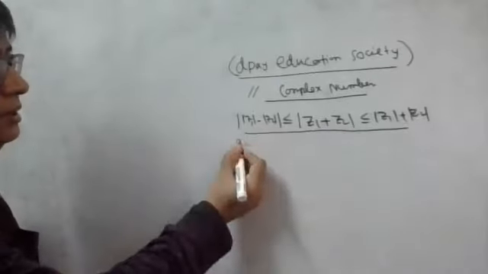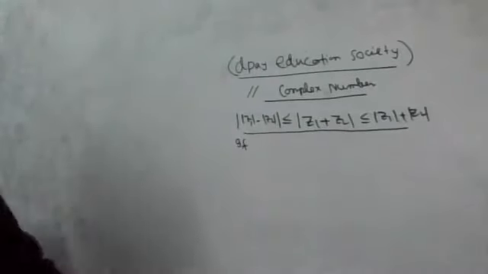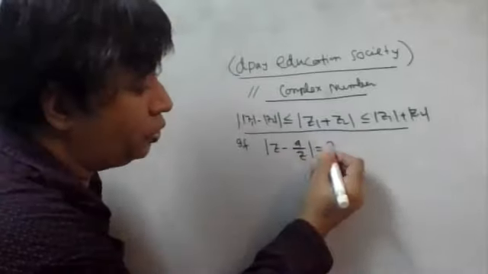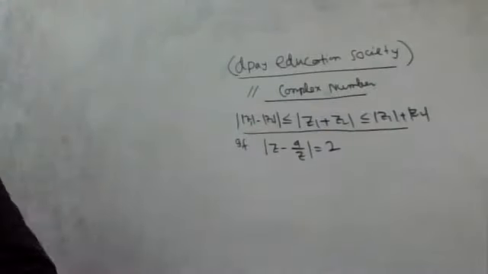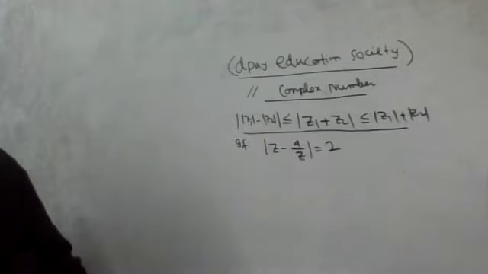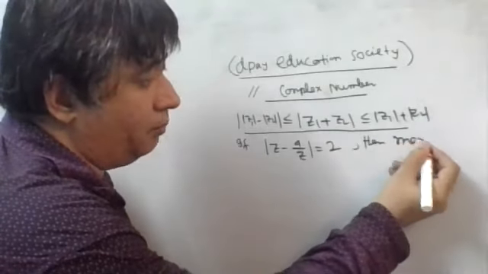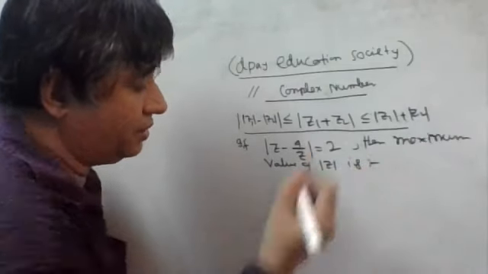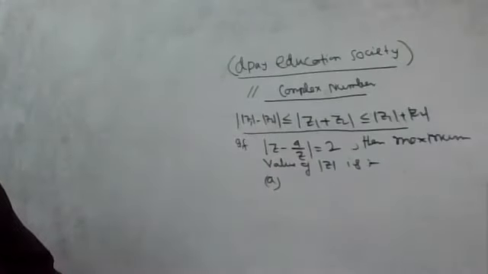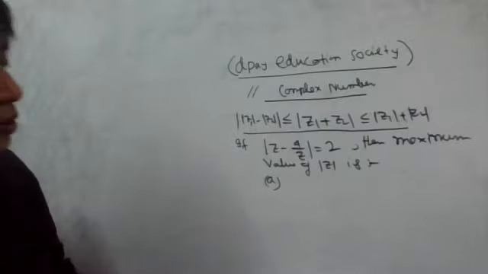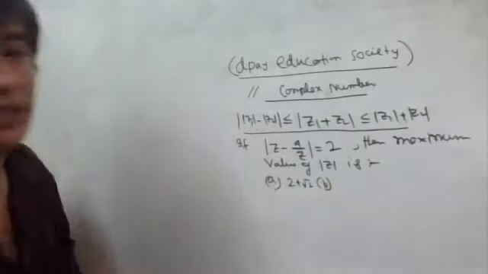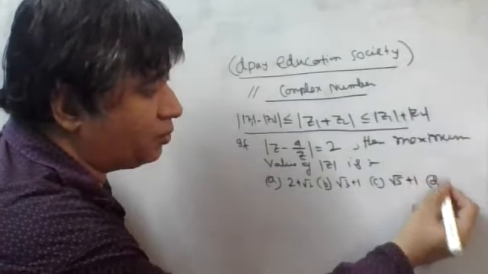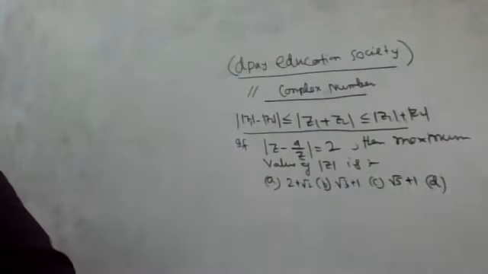See, the sum is: if mod of Z minus 4 by Z is equal to 2, that is, Z minus 4 by Z is equal to 2, then the maximum value of mod Z is: option A, 2 plus root 2; option B, root 3 plus 1; option C, root 5 plus 1; and option D, 2.